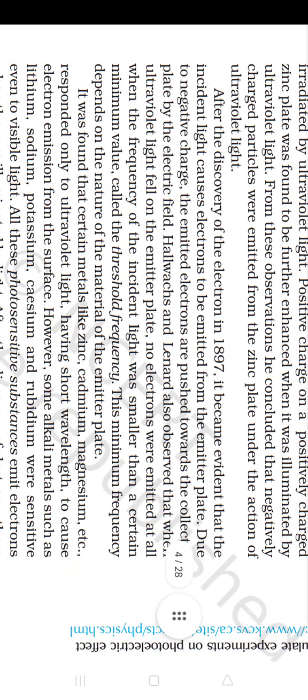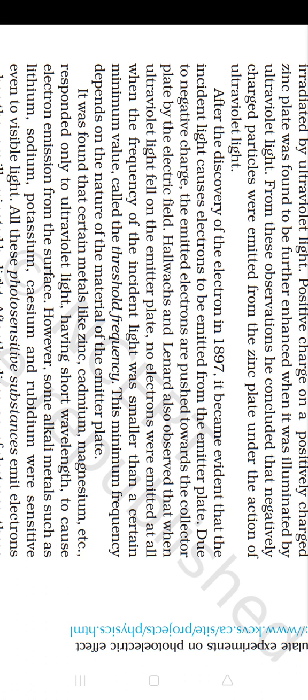ultraviolet light. After the discovery of the electron in 1897, it became evident that the incident light causes electrons to be emitted from the emitter plate. Due to negative charge, the emitted electrons are pushed towards the collector plate by the electric field. Hallwachs and Lenard also observed that when ultraviolet light fell on the emitter plate, no electrons were emitted at all when the frequency of incident light was smaller than a certain minimum value called the threshold frequency. This minimum frequency depends on the nature of the material of the emitter plate.